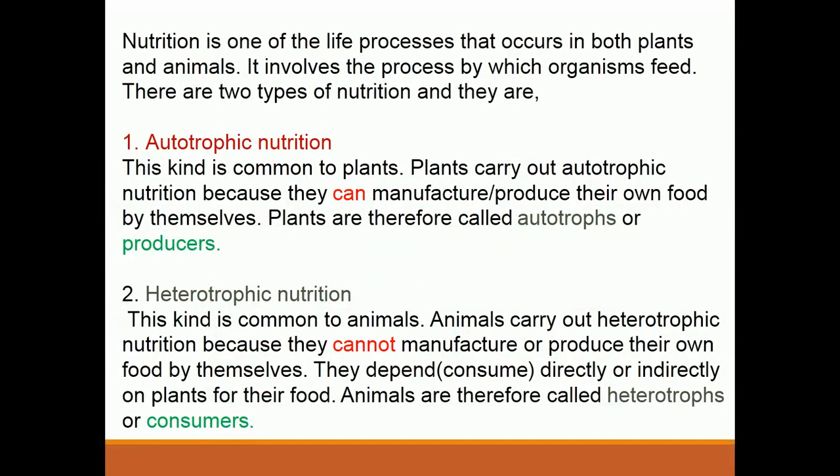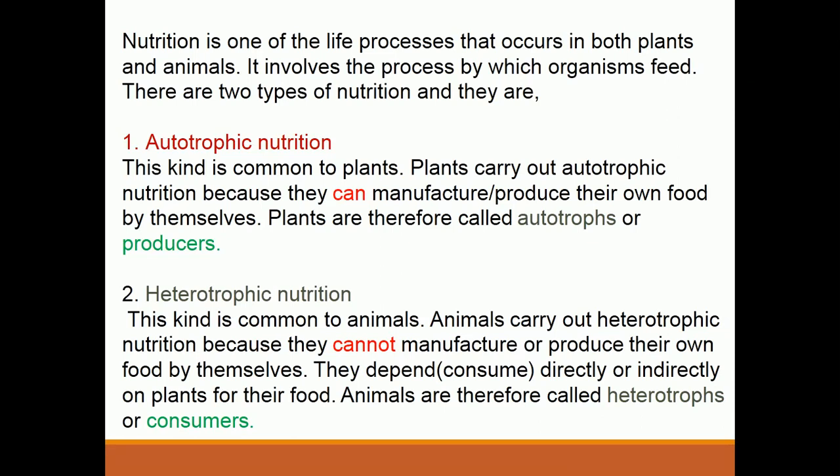Nutrition is one of the life processes, that is, one of the characteristics of living things that occurs in both plants and animals. It involves the process by which organisms feed. There are two types of nutrition, and they are 1. Autotrophic nutrition. This kind is common to plants. Plants carry out autotrophic nutrition because they can manufacture or produce their own food by themselves. Plants are therefore called autotrophs or producers.